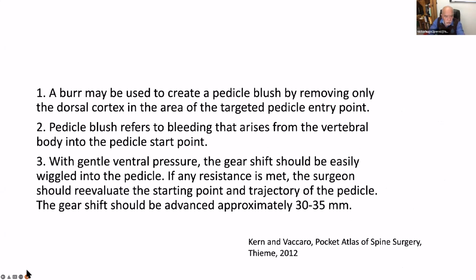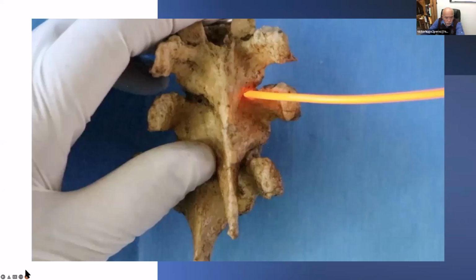Then a burr may be used to create a pedicle blush by removing only the dorsal cortex in the area of the targeted pedicle entry point. A pedicle blush refers to bleeding that arises from the vertebral body into the pedicle start point, and with gentle ventral pressure, the gear shaft should be easily wiggled into the pedicle. So let's go to see this video.